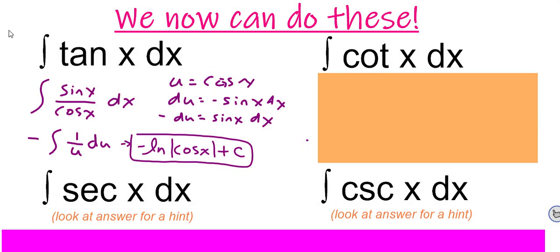All right, so there we go. If you want to challenge yourself, cotan is going to be the same thing as tan, right? We're just going to flip that to cosine over sine. We're going to do it the same way, and we are going to use our integral of 1 over u. If you want to pause that and try it, you can. Or like I said, this lesson is going to be really long. You can always come back later and try that.